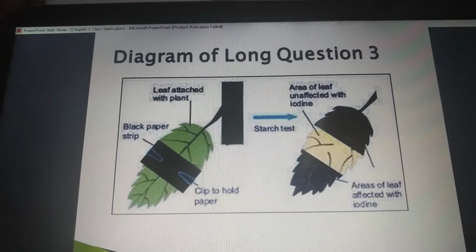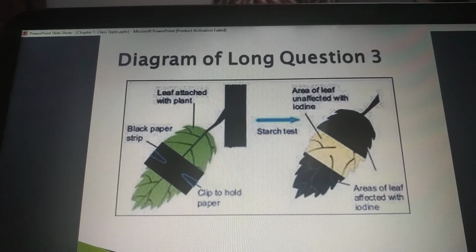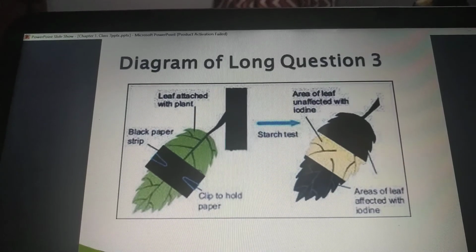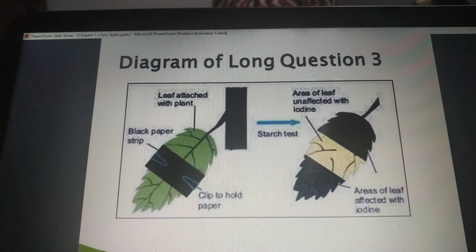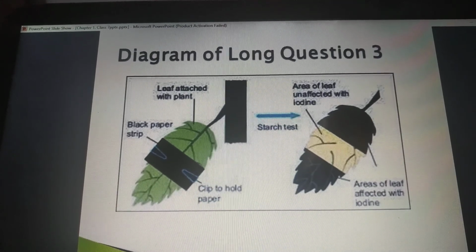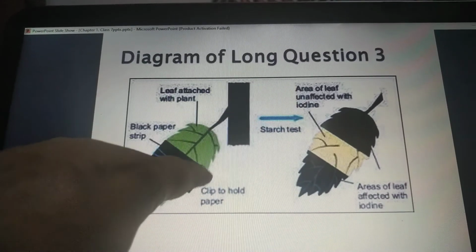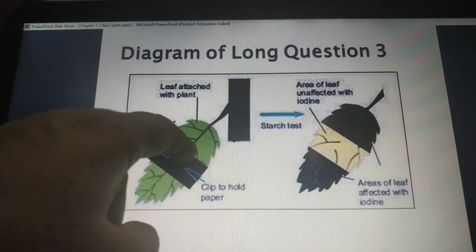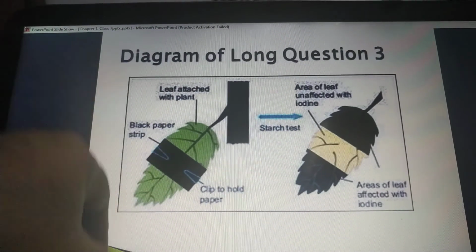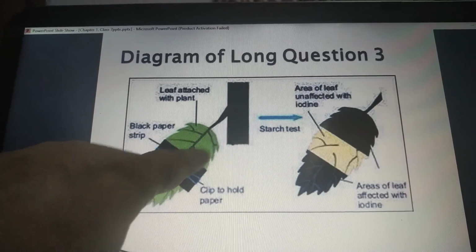You have studied the starch test in your 6th class. To test the presence of starch, we have to take some iodine solution, and then the material will give a blue-black color. When we put the iodine solution on the leaf, after removing the paper clips and the paper strip, we put the iodine solution on the whole leaf.